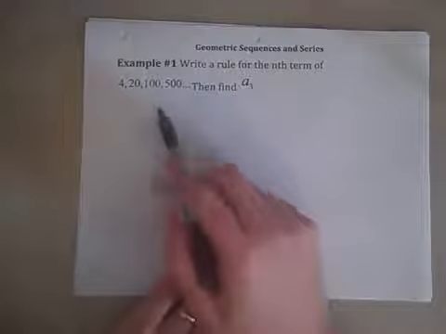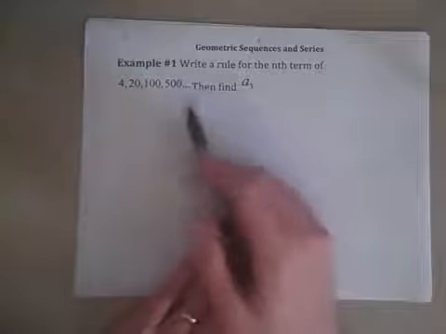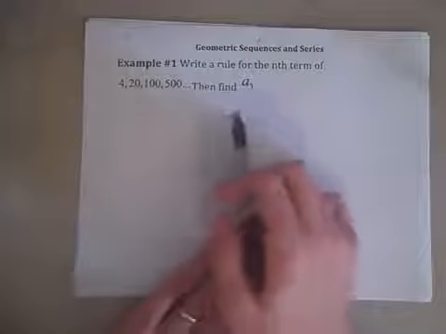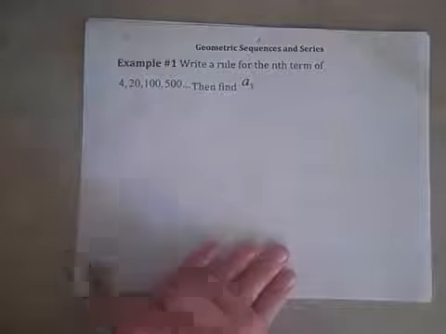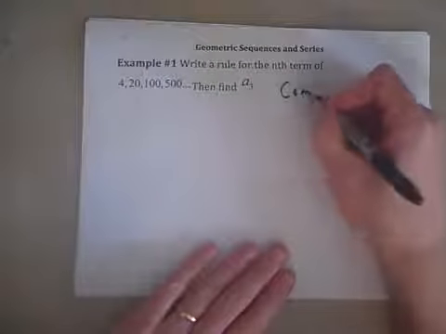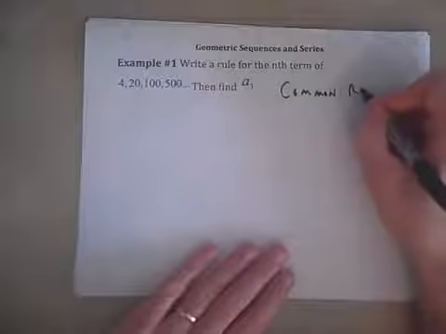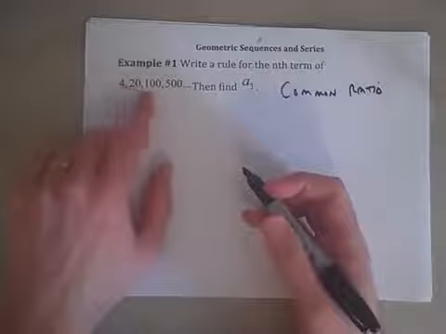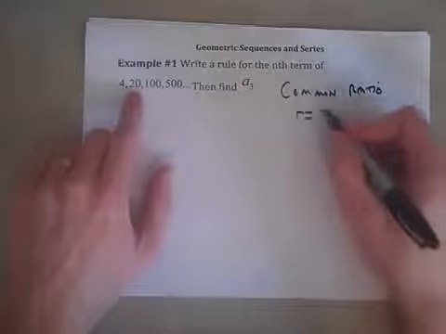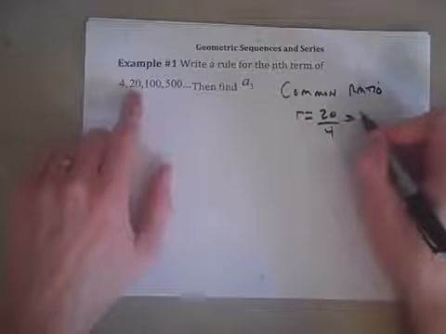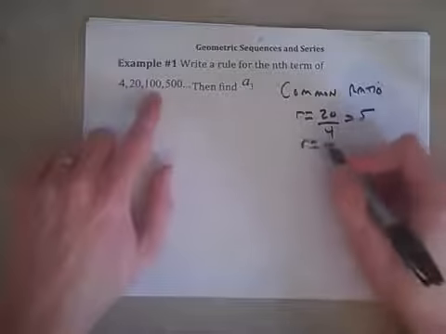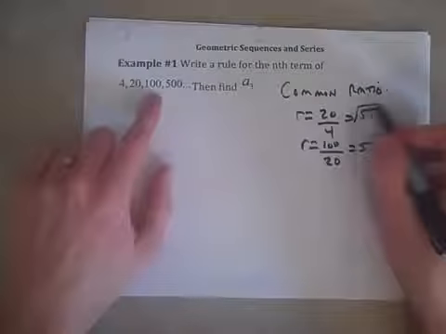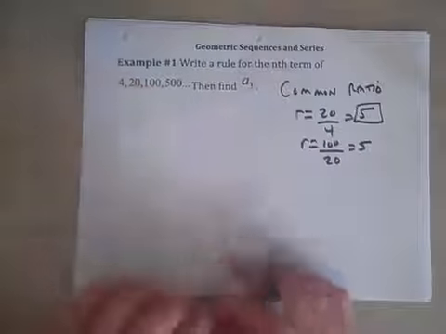Well, you're saying, oh, Mr. Morrissey, is that a typo? Well, the third term we know is 100, but we're going to find the rule and then make sure the rule gives us 100 for the third term. So this idea of common ratio, that's the ratio between successive terms. So 20 over 4, 5. 100 over 20, 5. Common ratio is definitely 5.